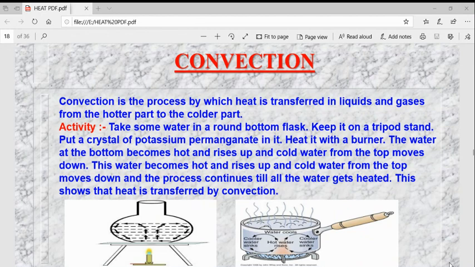So, one method we have studied is conduction, and the second one is convection. So, today's session, let us go for convection. So, what is this convection process, right?